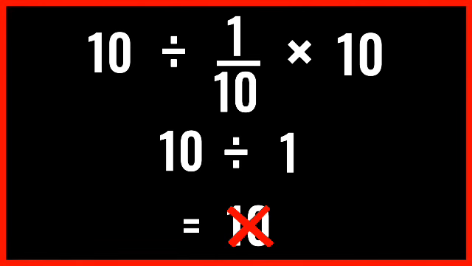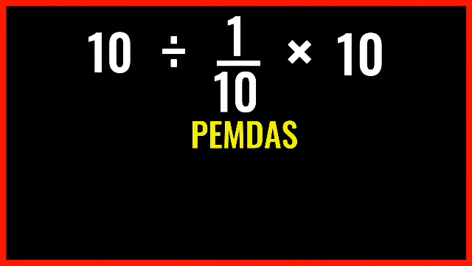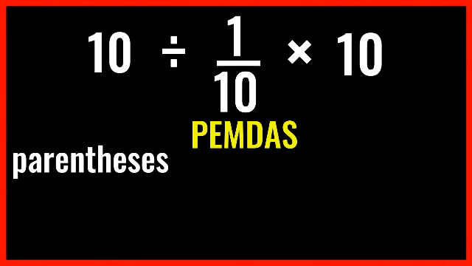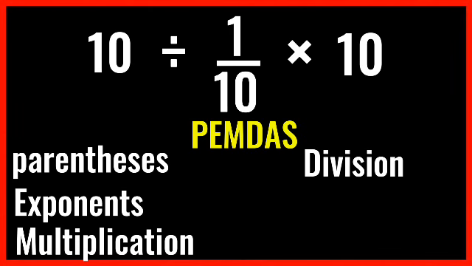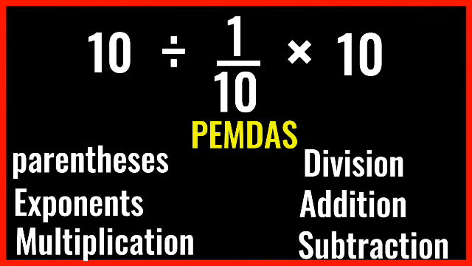So, how do so many smart people confidently fall for this? It's because they broke one of the most fundamental rules in all of mathematics, the order of operations, also known as PEMDAS or BODMAS. Let's break down what PEMDAS actually means. P stands for parentheses. E stands for exponents. M and D stand for multiplication and division. A and S stand for addition and subtraction.